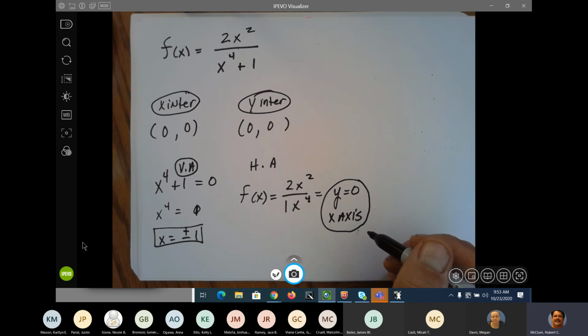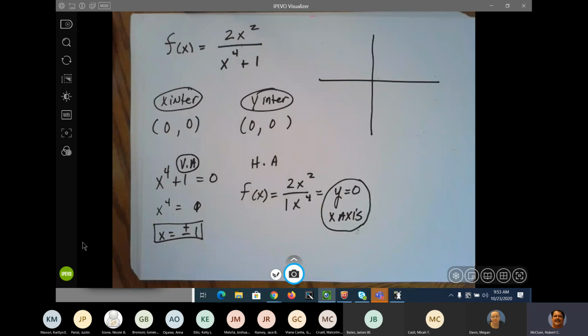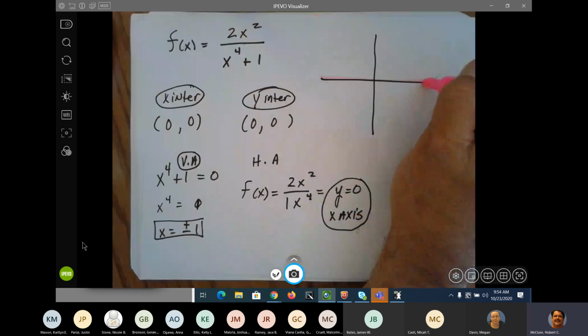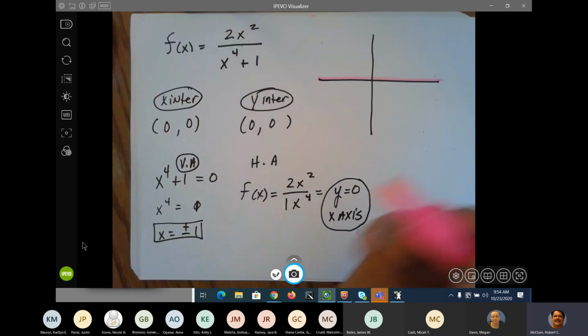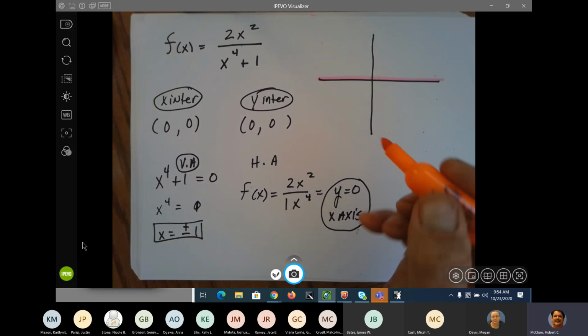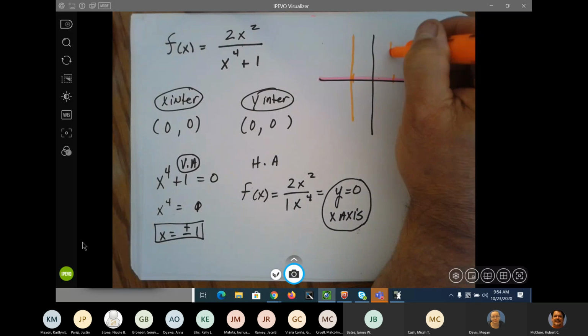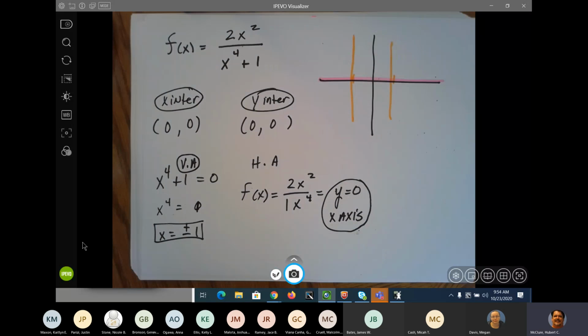So we really don't have much to go on, but we have the horizontal asymptote as the x-axis, and we've got vertical asymptotes at positive and negative 1. So your graph is going to be between those pink and orange lines. So let's go back to the question.